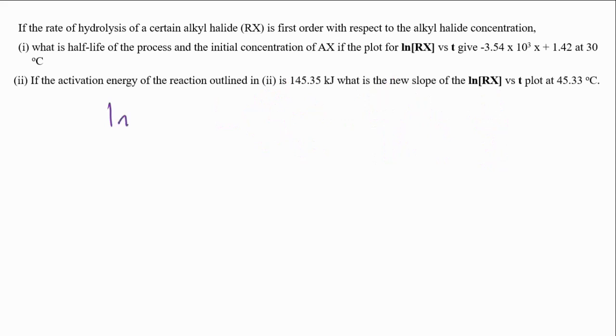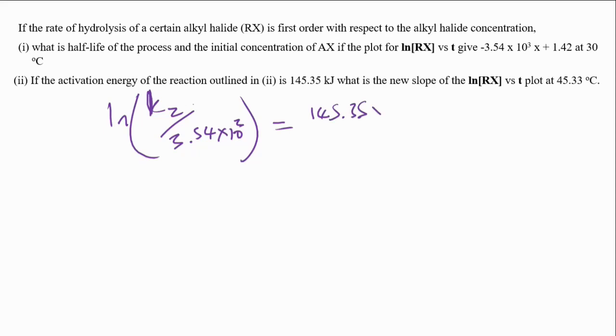So ln k2, lowercase k, over the rate constant which we just worked out, 3.54 times 10 to the 3, is equal to this activation energy divided by R, which is 145.35. I'm going to put it in joules.